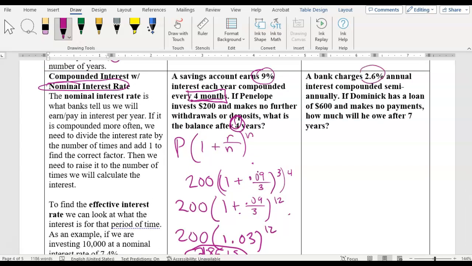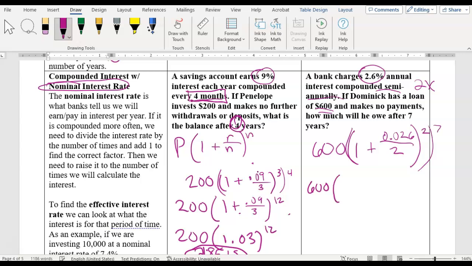All right, so a bank charges 2.6% annual interest compounded semi-annually, 2 times a year. If Dominic has a loan of 600, so 600 times 1 plus 0.026, compounded semi-annually twice, divided by 2, raised to the power of 2, because that's how many times we're compounding it, to the power of 7, because that's the number of years. So we can rewrite this as 600 times.